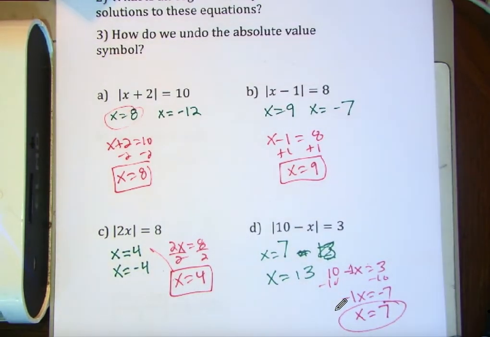And that's the trick to undoing absolute value, or at least half of it. So we can find one solution by just doing what we normally have been doing. That's sweet, right? Okay.